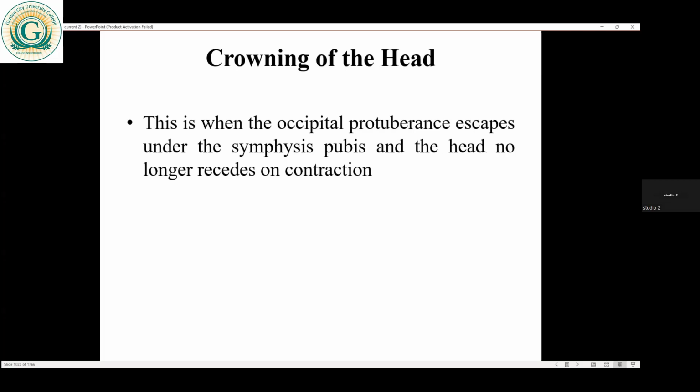This is when the occipital protuberance escapes under the pubic symphysis, and the head no longer recedes. When the baby is coming and you are in front, you ask the woman to push. The woman will push, and you see the head coming forward a little. Then once she relaxes, the head goes back. But as soon as the head crowns, when she relaxes, it will not go back at all again.